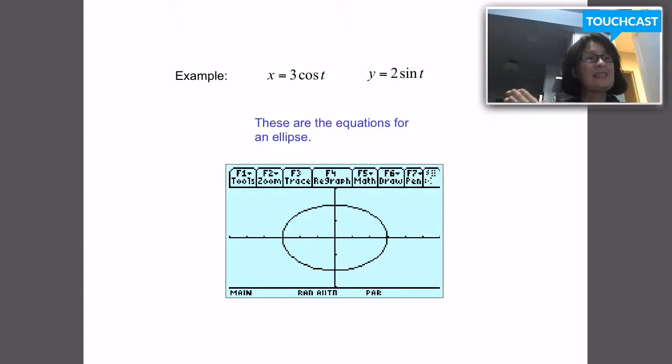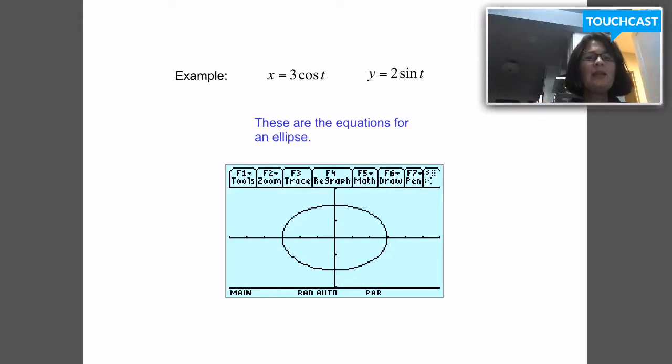I could tell you that x is equal to 3 times the cosine of t, and y is equal to 2 times the sine of t. Now it turns out if you graph this, you're going to get an ellipse. But this is just an example of a case where we might, instead of giving y as a function of x, give both x and y as two separate functions of a third variable, t. We call these parameterized equations, and the variable t, whatever the variable of the two equations is, that's called the parameter.